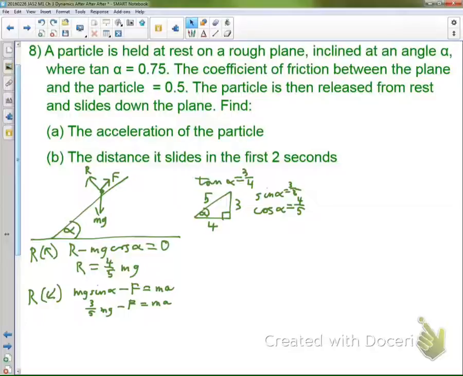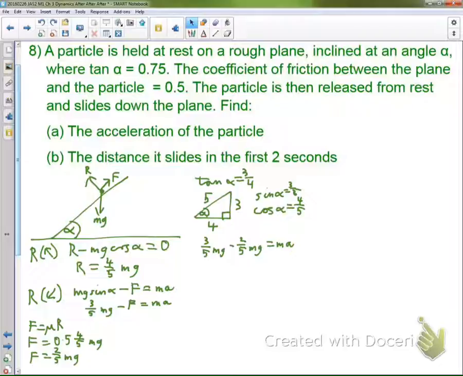Since the particle is accelerating, we know that F will take its limiting value, so we'll have that F is equal to mu R. So then F is equal to 0.5 times what was R, 4/5 mg, so we have that F equals 2/5 mg. We can then substitute this into our equation for motion parallel to the plane. So that gives us 3/5 mg minus 2/5 mg is equal to ma.